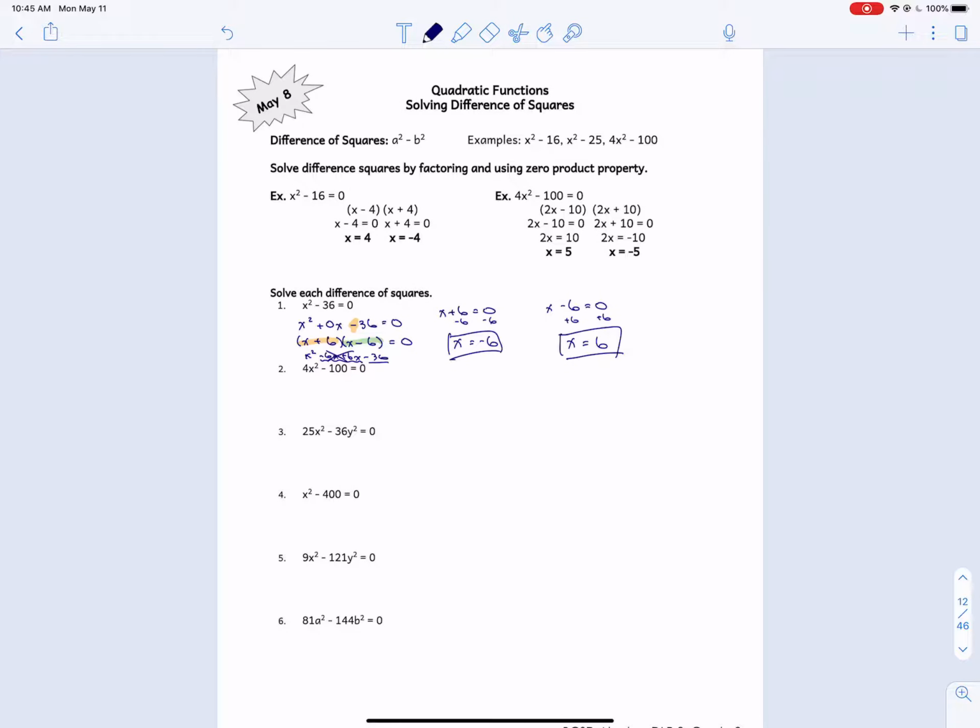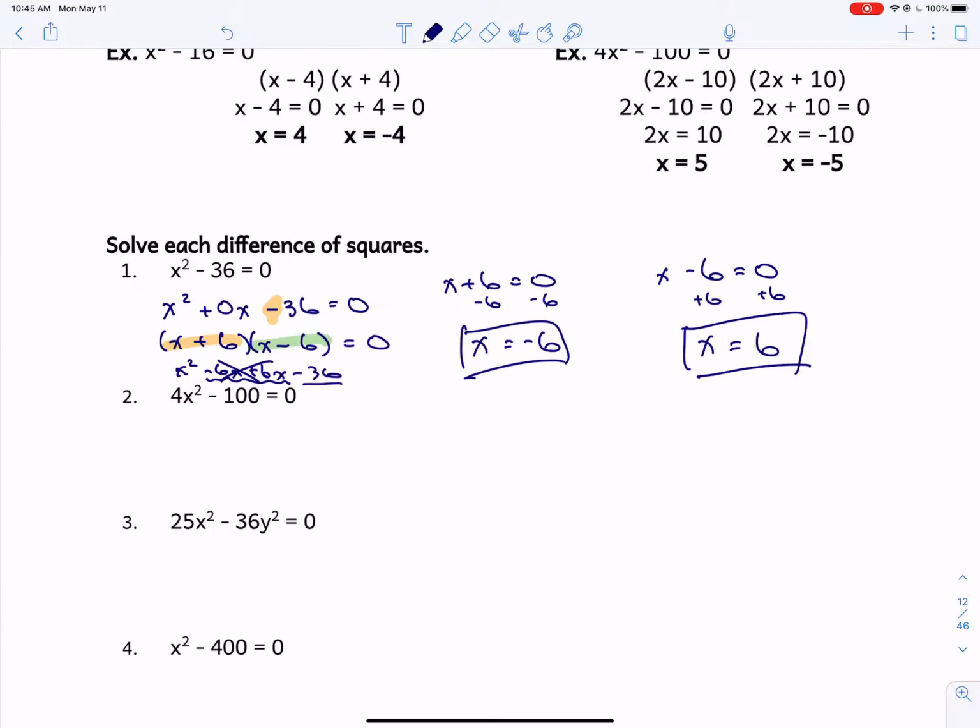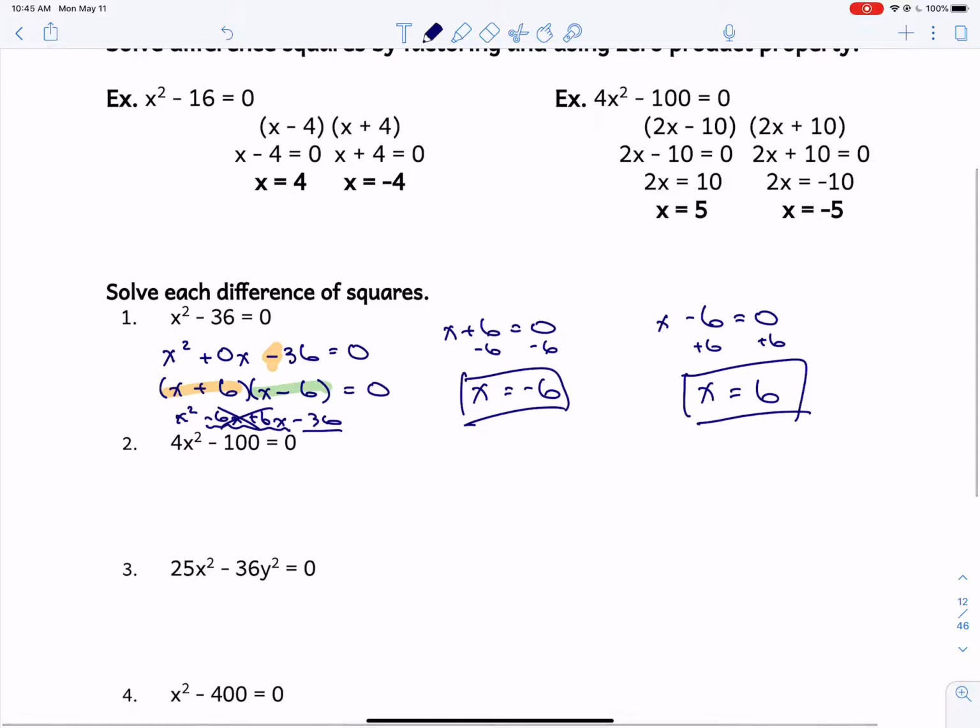So if we look at these examples, what are we really doing here? It's called the difference of squares. So when we factor, all we need to do is take the square root of the original terms. The square root of x squared is x. Okay, we put an x and an x. The square root of 36 is 6, so we put a 6 and a 6. And then the signs have to be opposite.